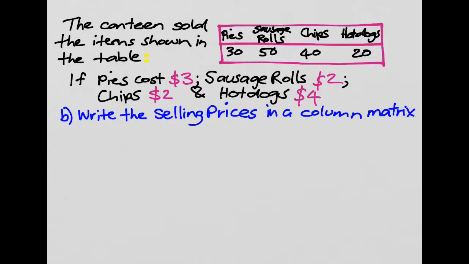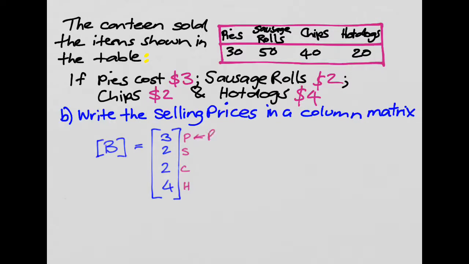Now write the selling prices in a column matrix. Right, we'll call this matrix B, and it's a column matrix, and it's going to have the prices of each item. As you can see, I've put letters on the side. That represents pies, sausage rolls, chips, and hot dogs.